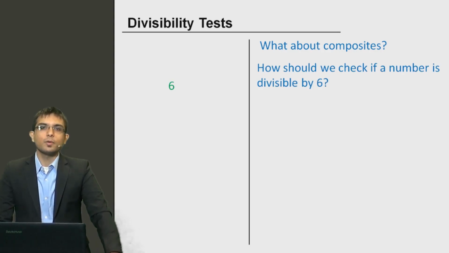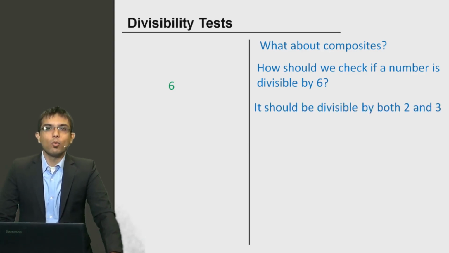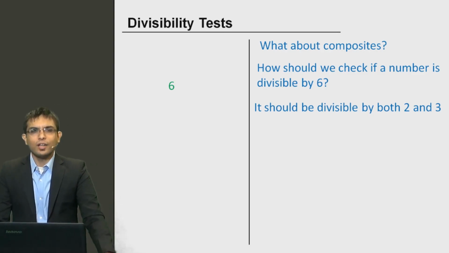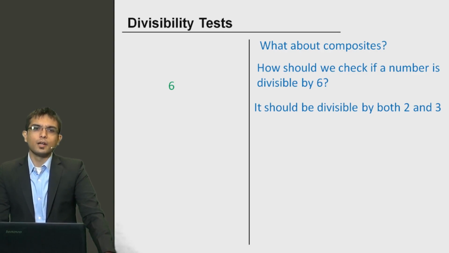And every number is made of prime numbers. So 6 is made of 2 and 3. So if a number is divisible by both 2 and 3, then you can definitely say that number is divisible by 6. Let's take a bit big number.